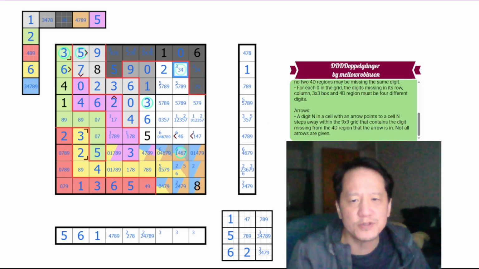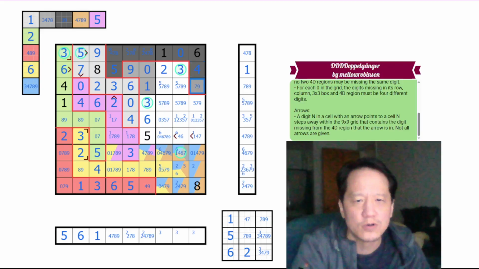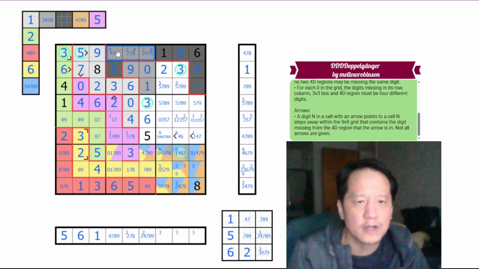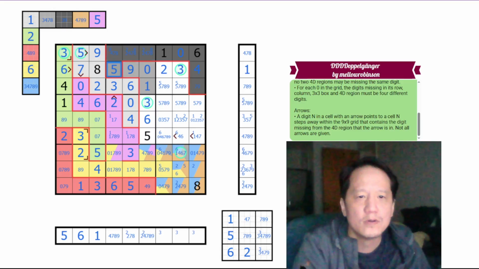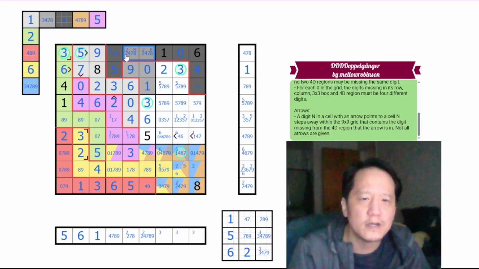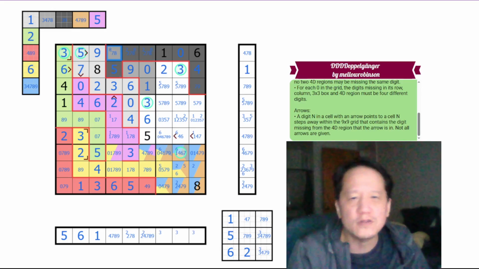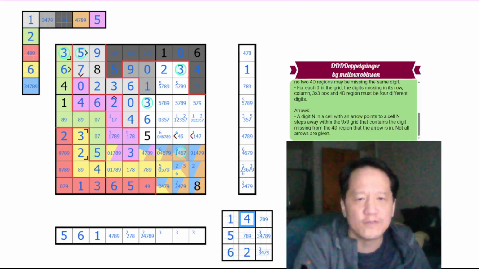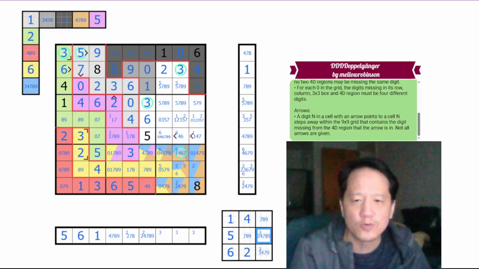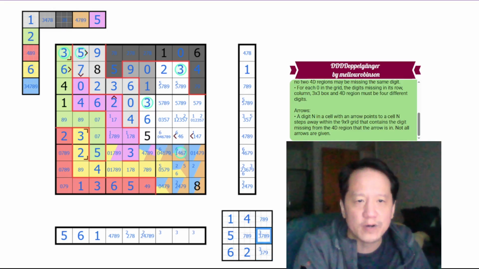So this has to be 3, which makes this 4. That means 4 cannot be here in the dark region, which means this is a 2, 7, 8 triplet, which means box 2 is missing a 4. That means 4 cannot be missing in the rest of the box.